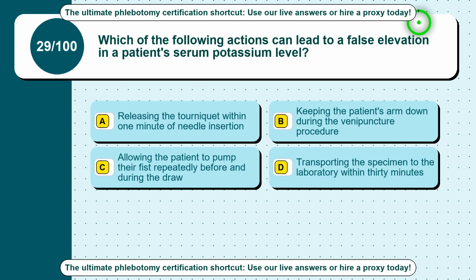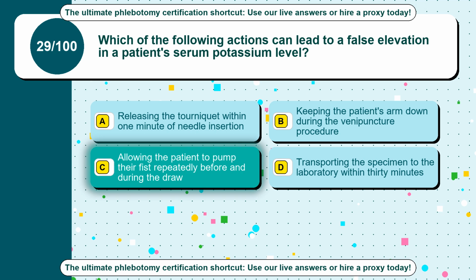Question 29. Which of the following actions can lead to a false elevation in a patient's serum potassium level? Option A. Releasing the tourniquet within 1 minute of needle insertion. Option B. Keeping the patient's arm down during the venipuncture procedure. Option C. Allowing the patient to pump their fist repeatedly before and during the draw. Option D. Transporting the specimen to the laboratory within 30 minutes. The correct answer is option C.